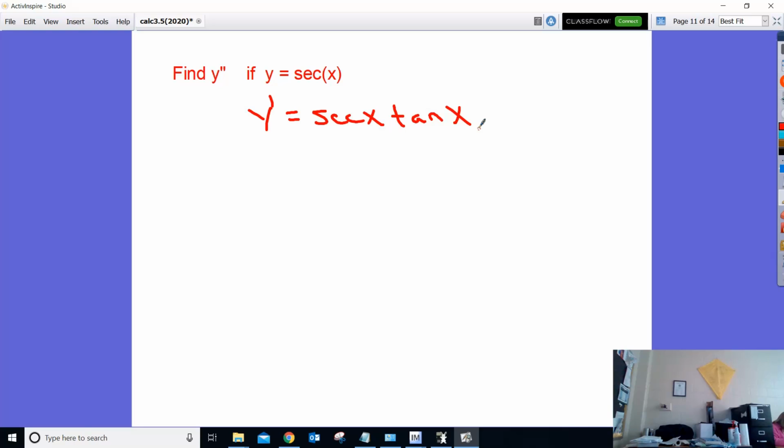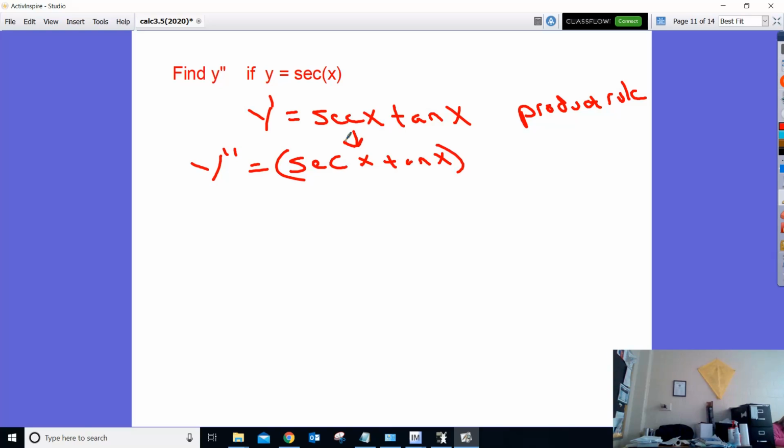How do you find y double prime? What rule? Product rule, right? You have to invoke the product rule. All right, so y double prime would be, in order's not too big of a deal here, I'm just going to take the derivative of secant, which is secant of x tangent of x. Isn't that the derivative of secant? What's the derivative of tangent?